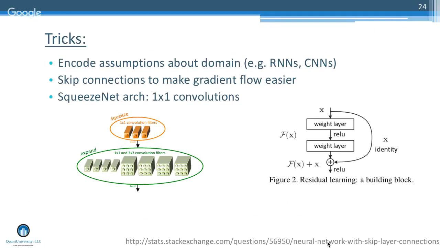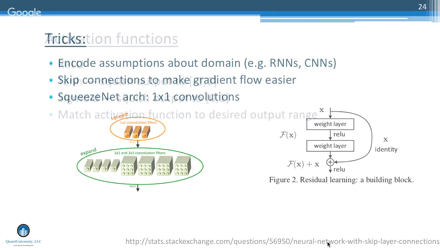SqueezeNet is a cool example of how to reduce the size of a convolutional network drastically while keeping performance pretty much constant. They have a way to reduce the number of features in the convolution and then sort of expand it out again in a way that reduces the number of parameters, but turns out to still have enough capacity. You can check out the paper if you want.